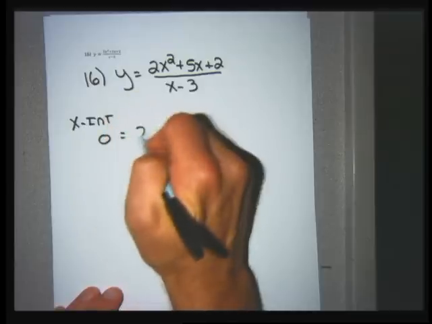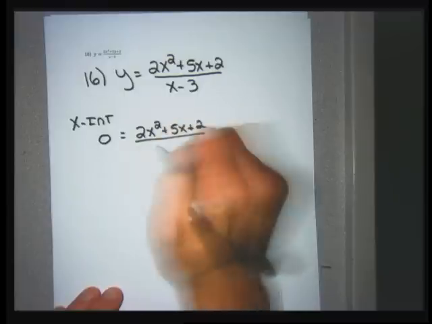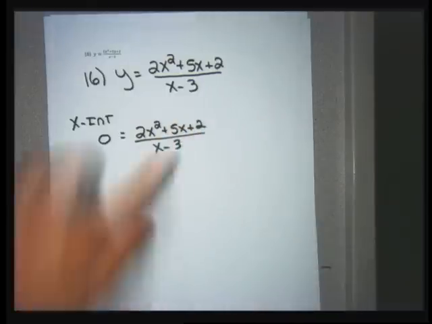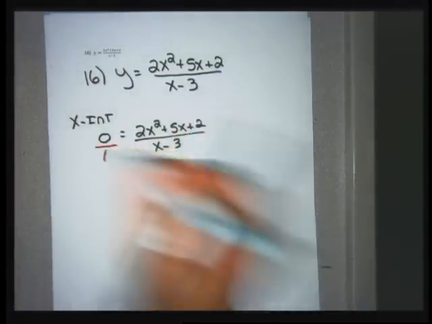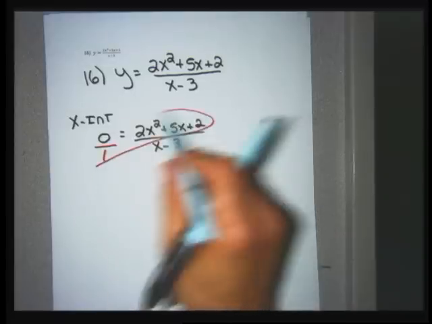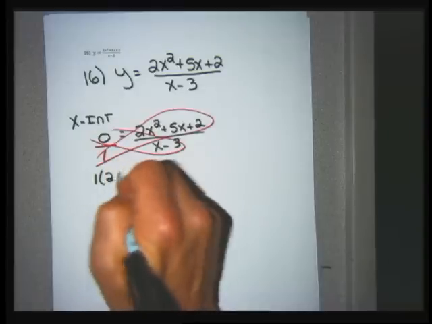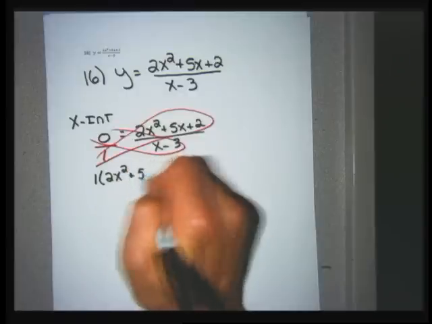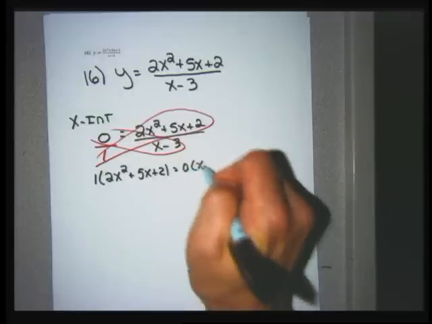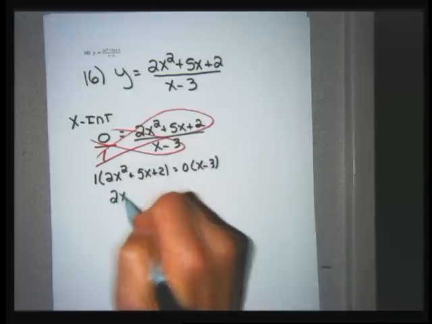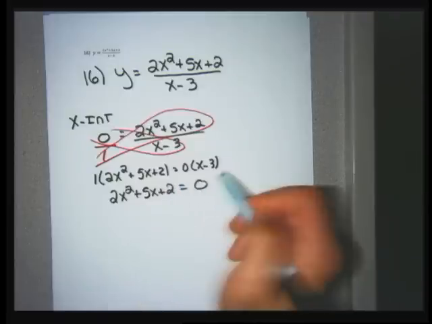So I go y equals 2x squared plus 5x plus 2 over x minus 3. It would have been enough if I just set 2x squared plus 5x plus 2 equal to 0. If I didn't know that, I can set this up to cross-multiply by writing the 0 over 1, cross-multiply up, cross-multiply down. Cross-multiplying up, you get 1 times 2x squared plus 5x plus 2. The other direction of cross-multiplying, you get 0 times x minus 3. That gives me 2x squared plus 5x plus 2 on the left side, because 1 times anything is itself. On the right side, I get 0.